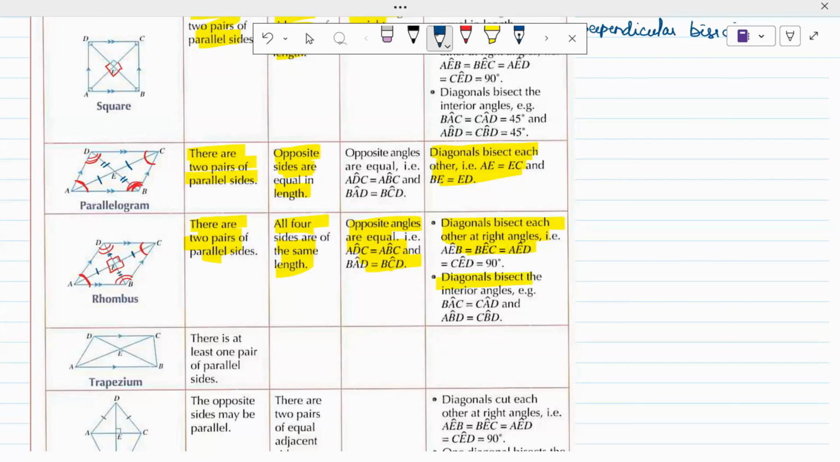So here in the case of a rhombus also, we can say that the two diagonals are perpendicular bisectors of each other. The two diagonals, since they are intersecting at 90 degrees, and they are also bisecting each other, so we can say that the diagonals are perpendicular bisectors here.